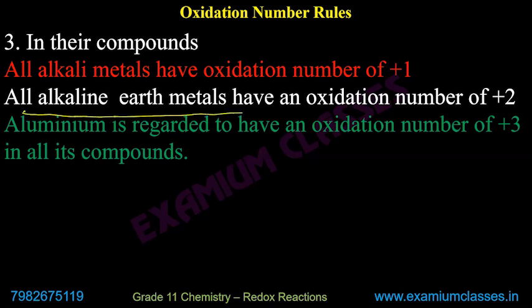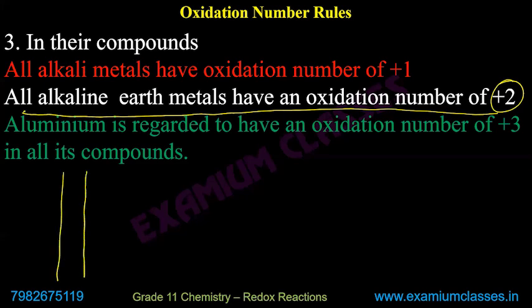All alkaline earth metals have oxidation number 2. Group 1 elements in the periodic table are always +1, irrespective of what compound they are in. In standard form it will be 0, but in their compounds, always +1. Similarly, alkaline earth metals, group 2 elements, are always +2 in their compounds. In their standard combined form it will be 0, but in compounds +2, always. It does not depend on what compound we are talking about.